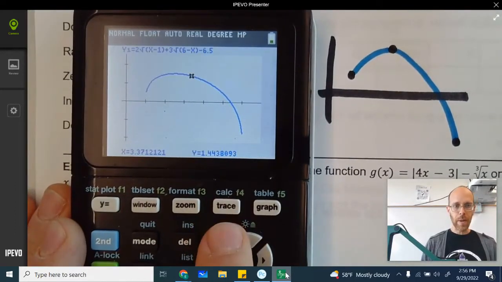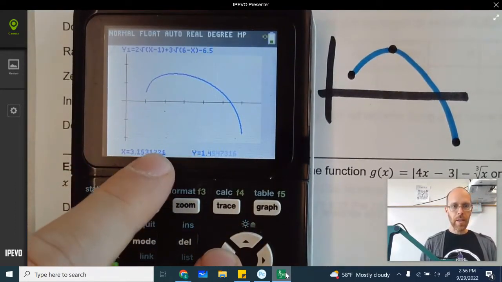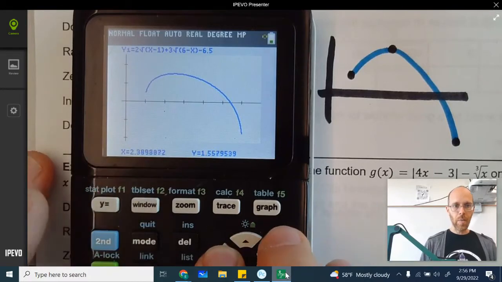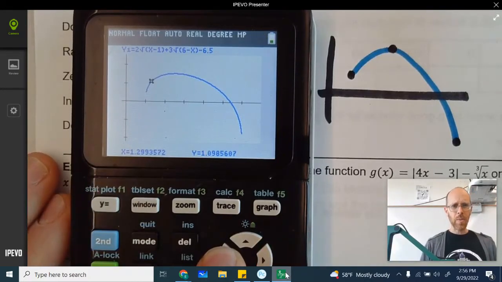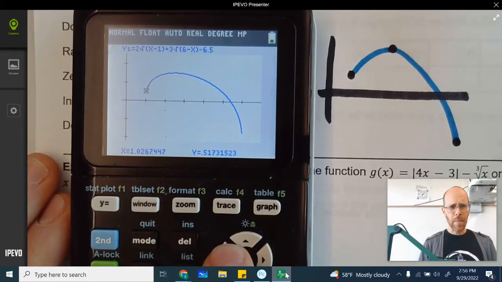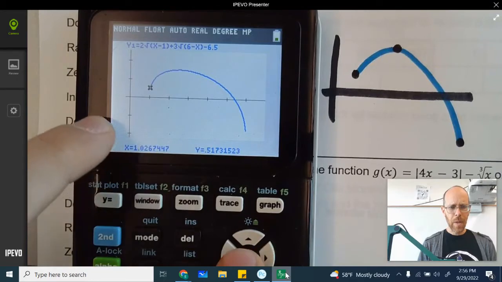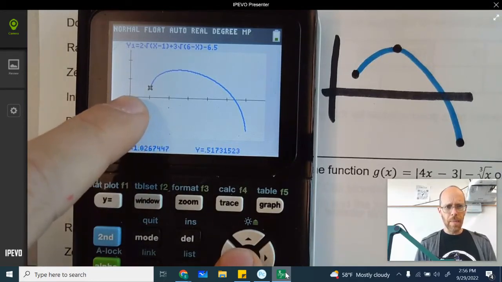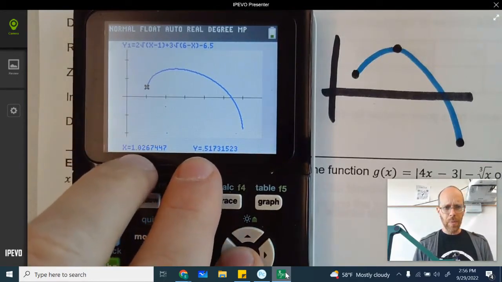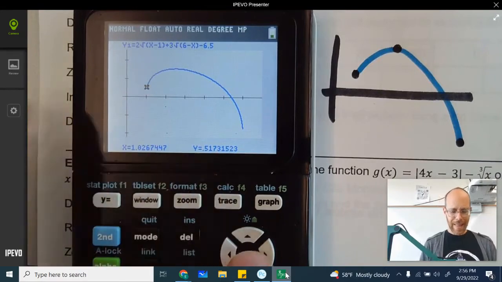I'm going to hit the trace button. When you hit trace, it's going to move along the function. You're going to see the x and the y values. Sometimes this works, sometimes it doesn't. I'm going to move as far as I can to the left. And eventually notice that the y is going to disappear. So the leftmost point is pretty close to here. Now, that's not the actual point.